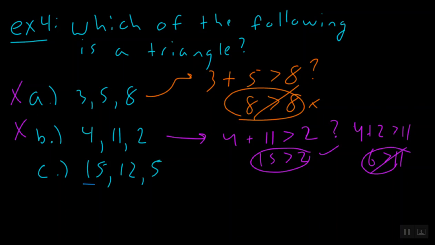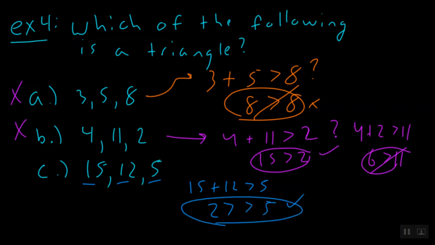Here we have 15 plus 12. Is that greater than 5? Let's see. 15 plus 12 is going to be 27, and that's definitely greater than 5. So that checks out. Let's try a different combination.